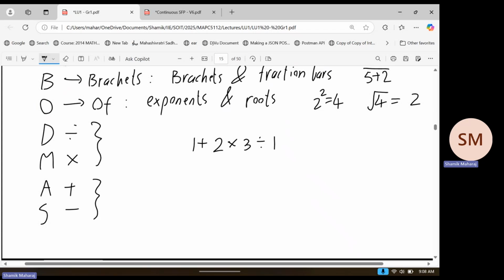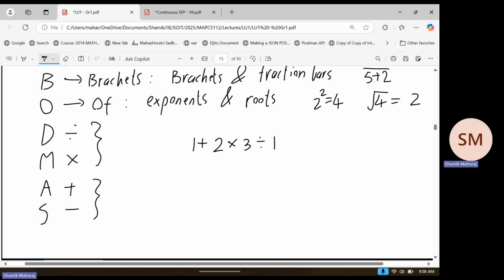Multiplication, right? That's the first thing. Even though that's under division, we still do that first. That's the point I'm making here. So 2 times 3, we operate that first, and then after that, we do the divided by 1. Even though division by 1 doesn't change anything, I'm just making the point.